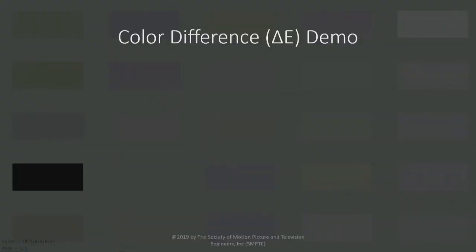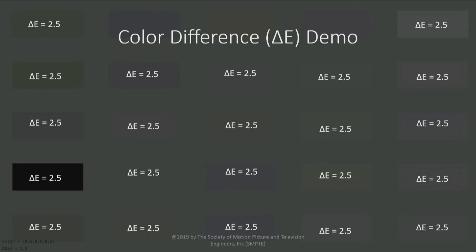So what I'm going to show you is a demonstration showcasing the differences in a couple of different color difference metrics. In this test pattern, the background is just a gray field, D65, and I've taken each of those color squares and made them a certain amount of color difference different than the background. Essentially, I've made sure that each of these is a delta E of 2.5 different than the background in a bunch of different directions.